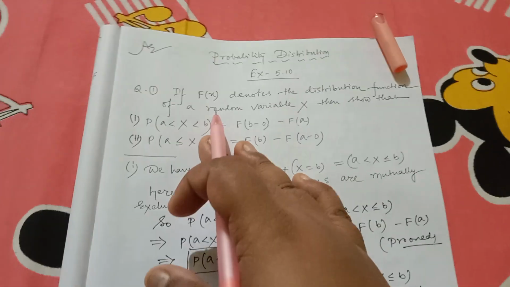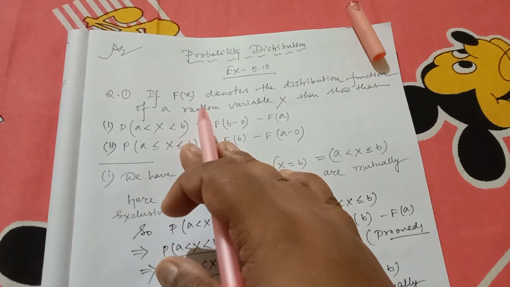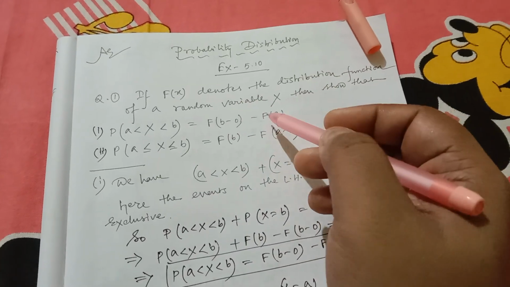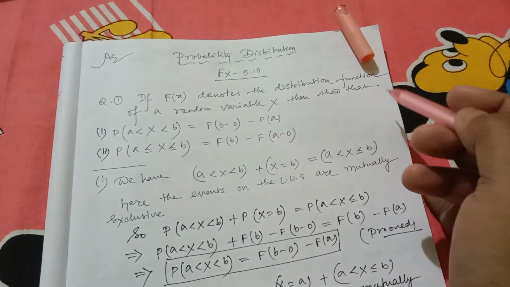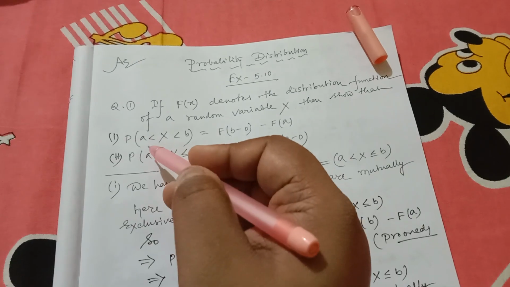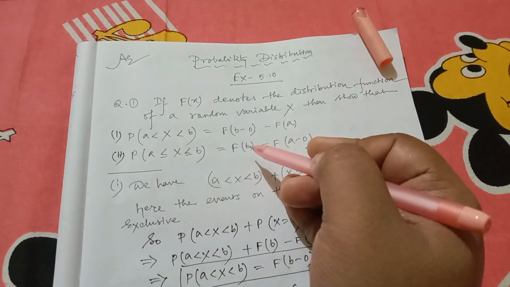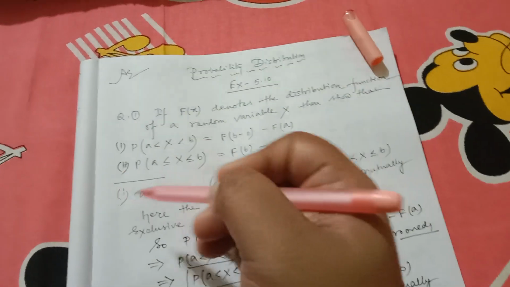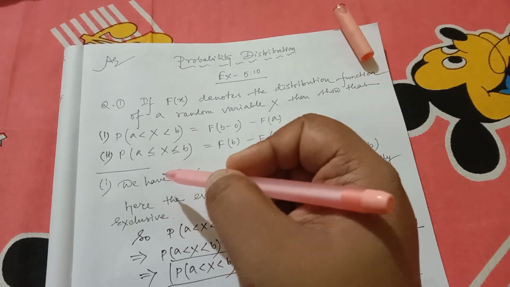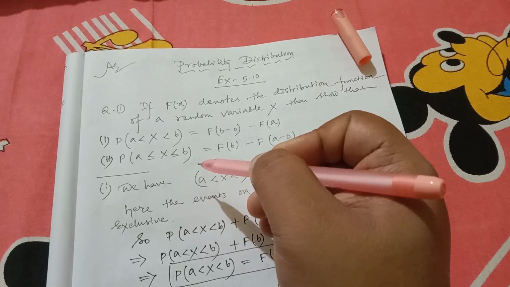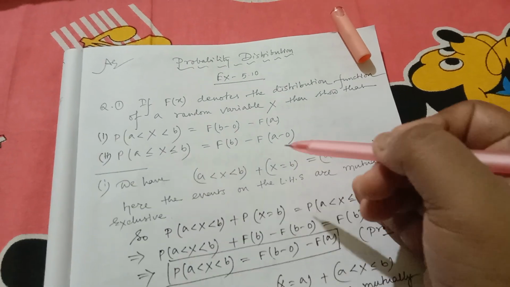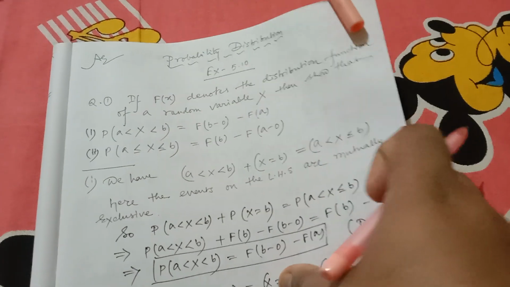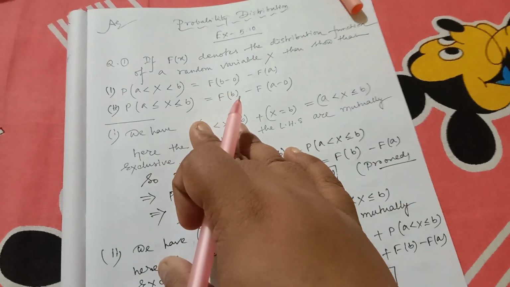Now here let us discuss the first question. Suppose F(x) denotes the distribution function corresponding to some random variable X, then we have to show that the probability that a < X < b can be written in the form F(b - 0) - F(a). And similarly for the second one, the probability that a ≤ X ≤ b can be written in the form F(b) - F(a - 0). Now here you can see these two are actually elementary definitions.